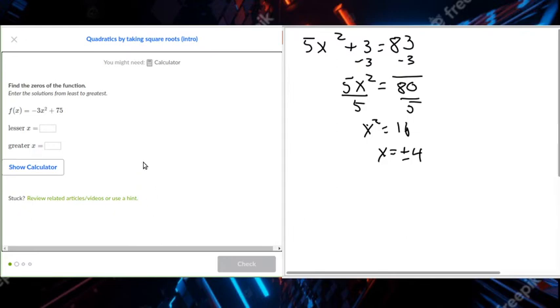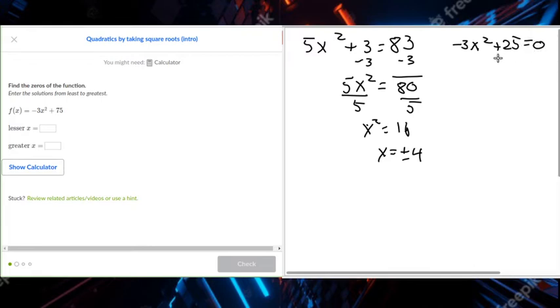Okay, our next one is negative 3x squared plus 25. So this is a function, but it asks us to find the zeros. So we need to find out where that function is 0. I'm going to subtract 25 from both sides, and I'm going to end up with negative 3x squared. Divide both sides by negative 3.